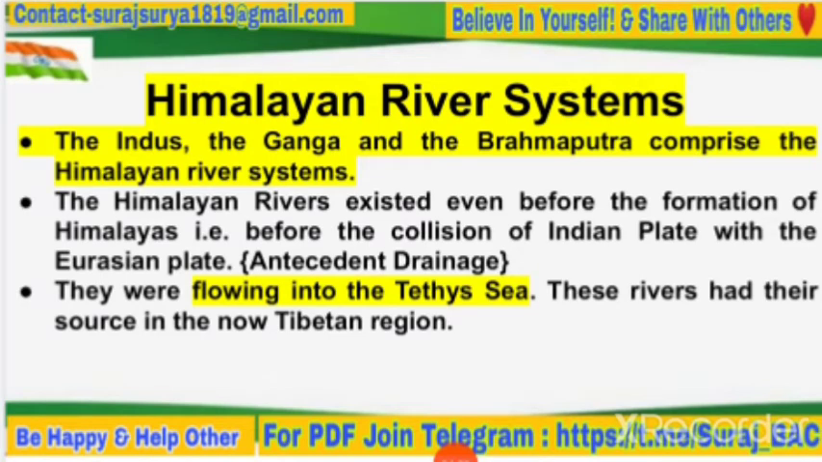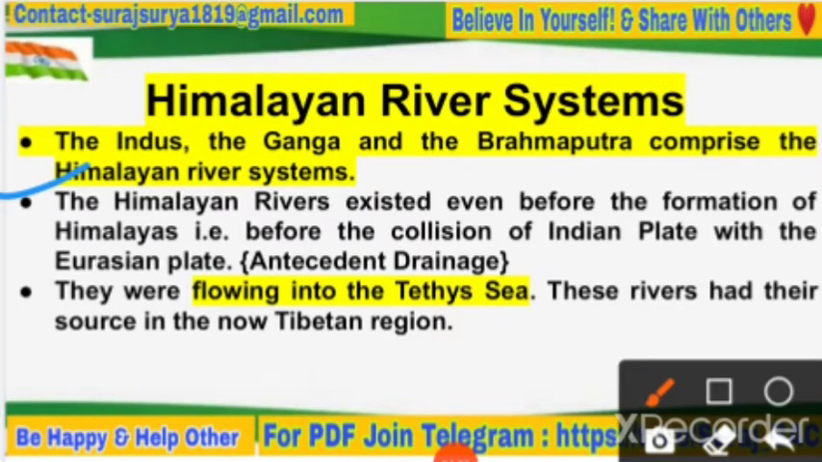Firstly, we must discuss what the Himalayan river system is and which rivers make up the Himalayan river system. The first river we are going to discuss in this lecture is the Indus. The Indus river is the main important river which we are going to cover. Then the Ganga and the Brahmaputra comprise the Himalayan river system. I repeat, the Indus, the Ganga and the Brahmaputra, these three major rivers comprise the Himalayan river system. Generally, these three rivers have a great flow of water, and constitute approximately 60% of water in India.